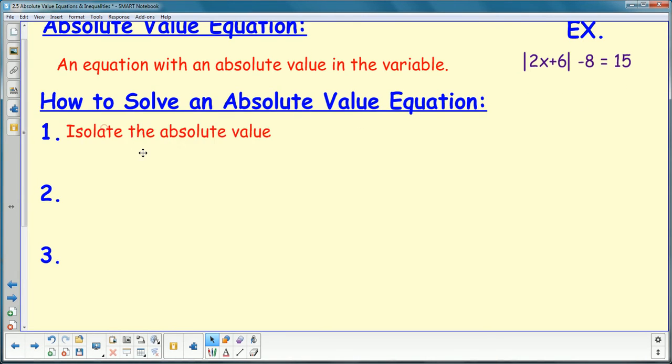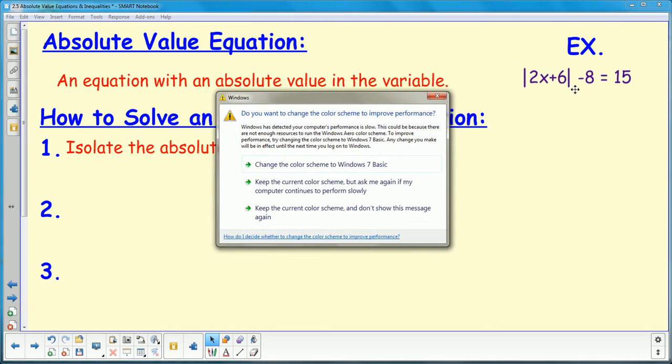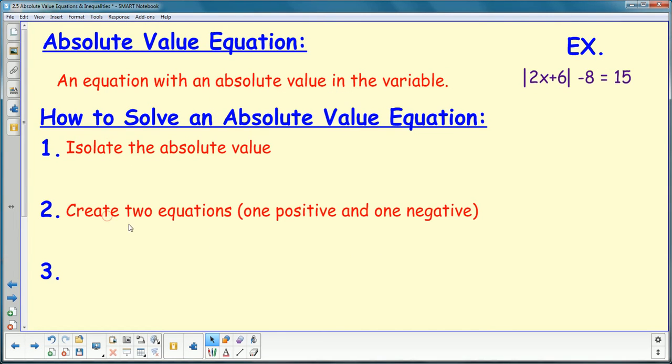And in order to solve that, we're going to start by isolating the absolute value, and then we're going to create two equations, one where it's a positive value and one where it's a negative value. So that's going to give us two equations, and then we solve the equations, and we should get two solutions. You may get the same solution twice, but most times you're going to get two different solutions. Okay, and you need to make your positive and negative equations before you solve either equation.